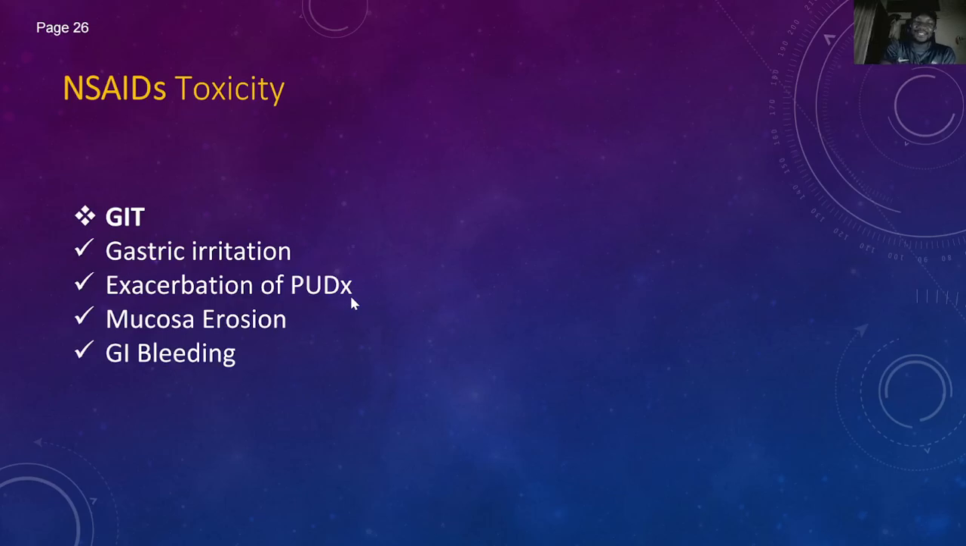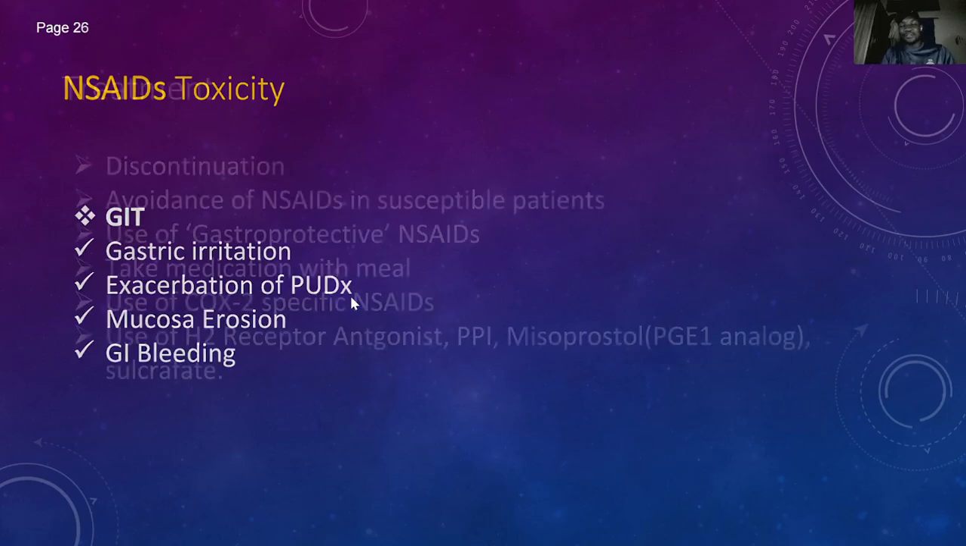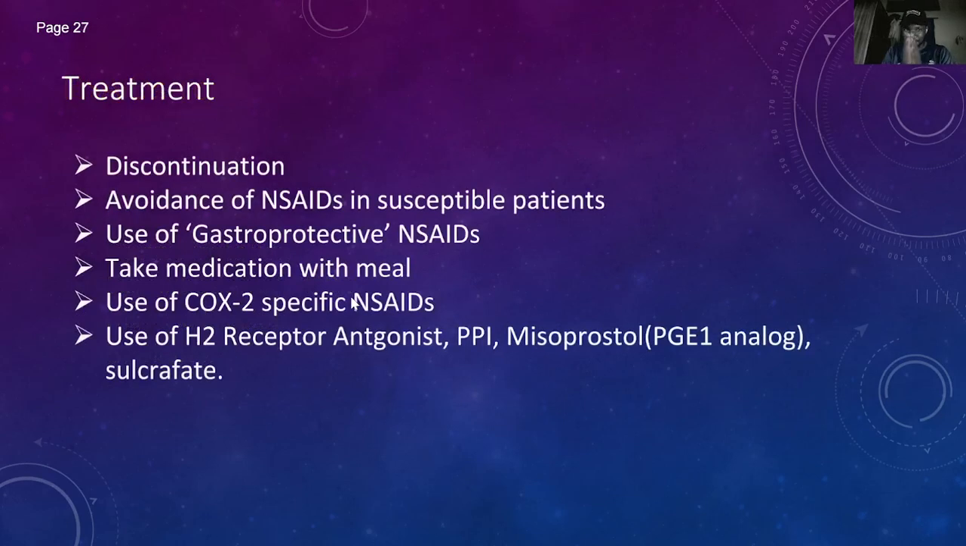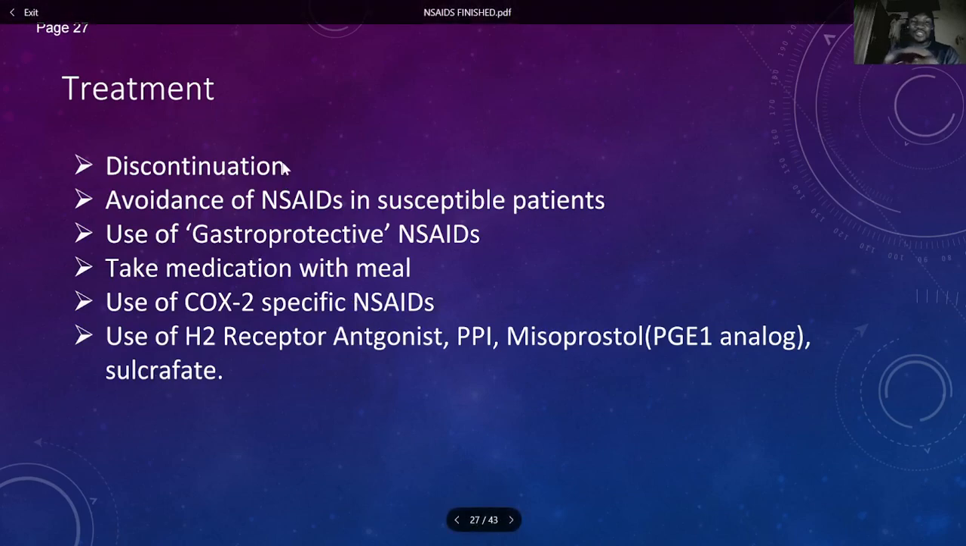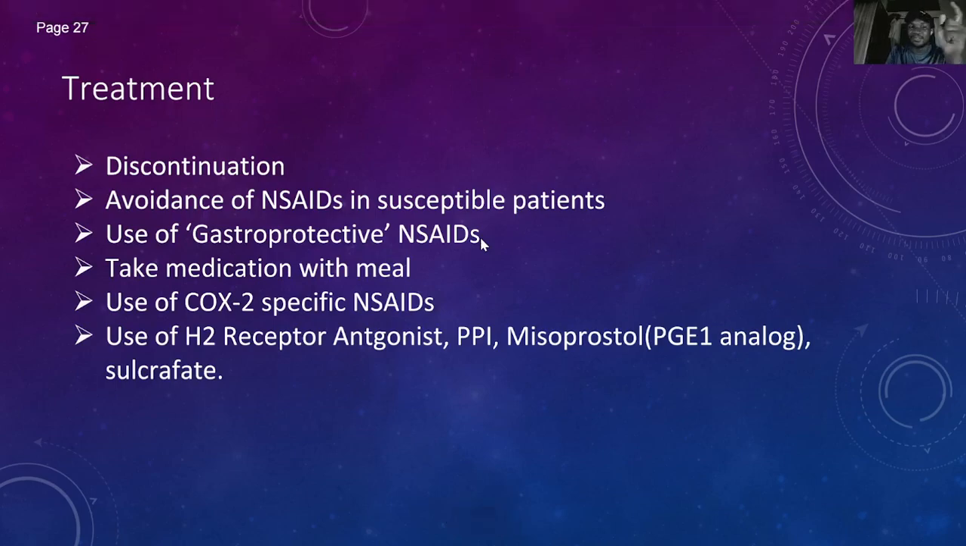I would have put this in red, right? But anyway, you get it. So mucosal erosion, GI bleeding. Now treatment: discontinuation, right? Avoidance of NSAIDs in susceptible patients. The use of gastroprotective NSAIDs, such as selective COX-2 inhibitors, right?